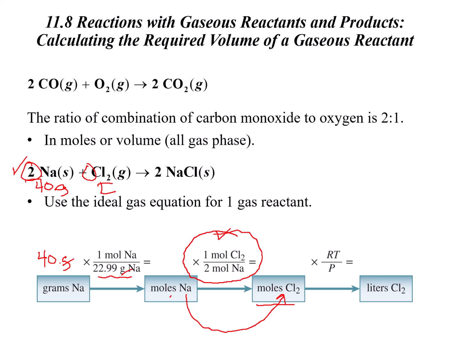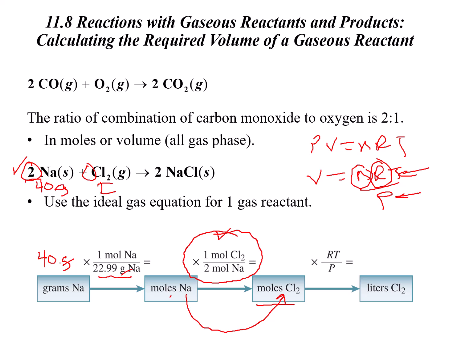Now, they asked for liters of gas, so you would say, well, liters, PV equals nRT, and liters is the volume, so volume equals nRT over P. And so in this problem, you've determined the moles, so that part's known. You know what the gas constant is, so the temperature has to be given and the pressure has to be given.